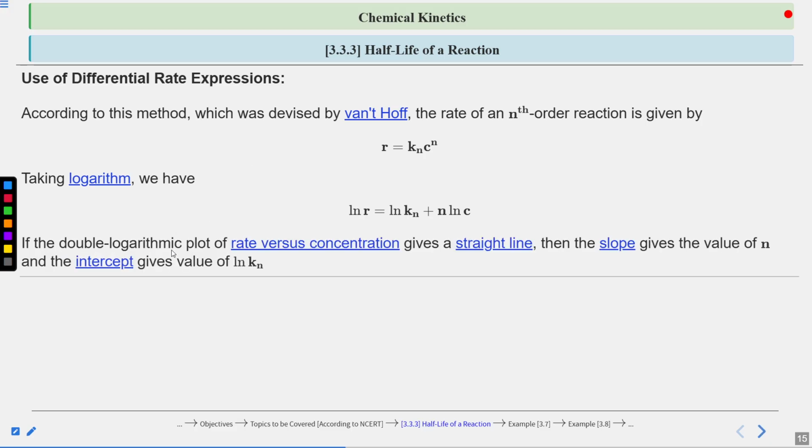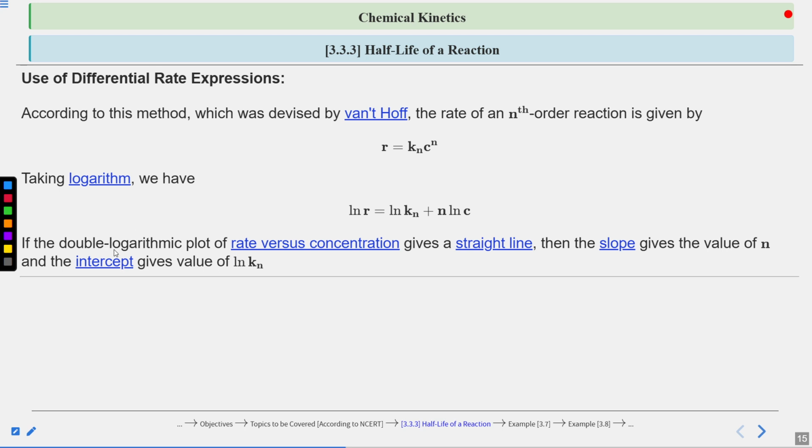If the double logarithmic plot of rate versus concentration gives a straight line, then the slope gives the value of n and the intercept gives the value of ln kn. Okay, ln is basically the logarithmic term, which you can easily find in mathematics. It has different values and a proper table, so you have to learn that and then you can apply it here.